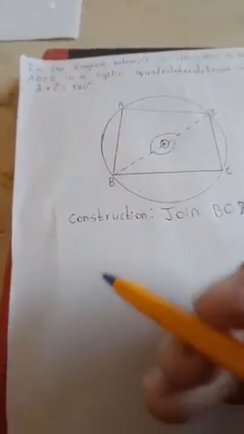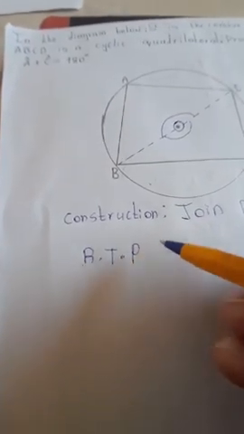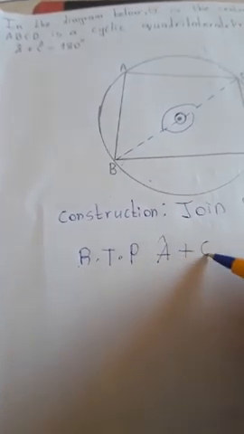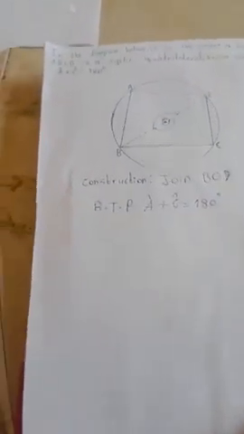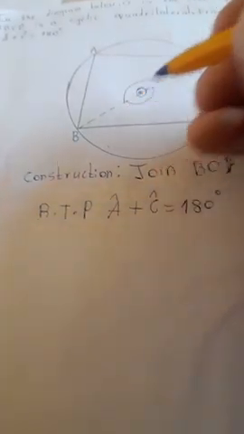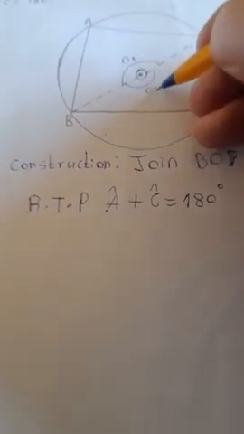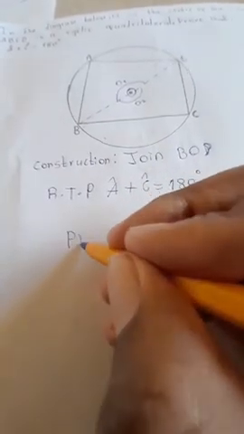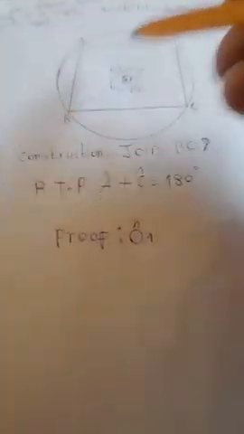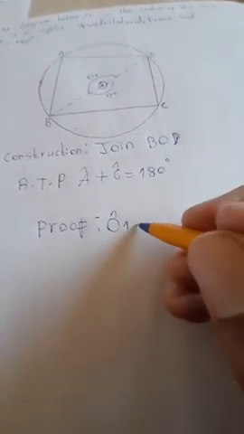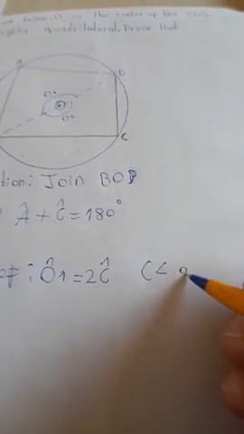And what are we required to prove? We are required to prove that angle A plus angle C is equal to 180 degrees. Here, let's call this angle O1, and let's call this angle O2. We will say in our proof, angle O1, which is this angle here, is 2 times angle C, because of the angle at center theorem.